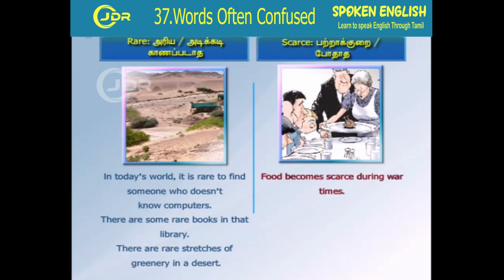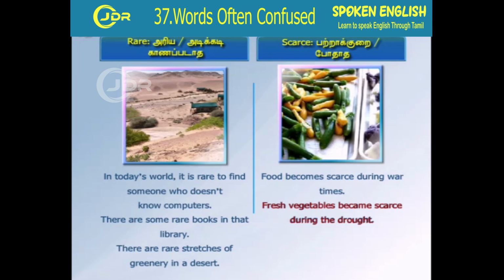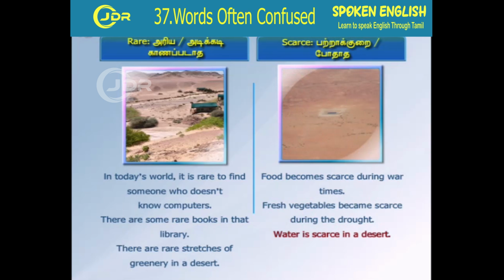Food becomes scarce during war times. Fresh vegetables became scarce during the drought. Water is scarce in a desert.